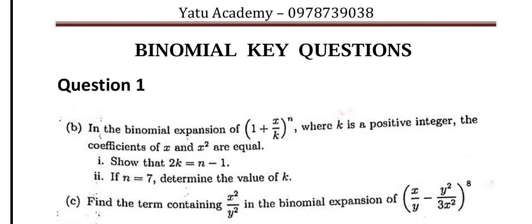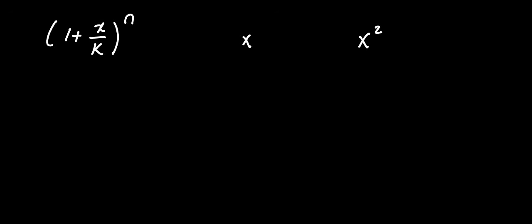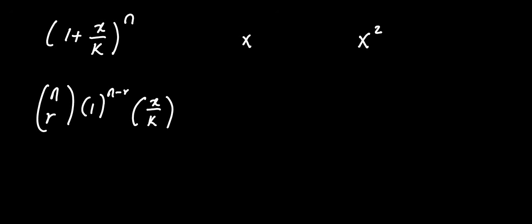They said the coefficients of x and x squared are equal. So now we're going to have the expression looking like this: n choose r, then 1 to the power n minus r, then x over k to the power r, should be the same as this, x. Then on the other side we have n. It's like we're trying to get the term that has x, and also the term that has x to the power 2.